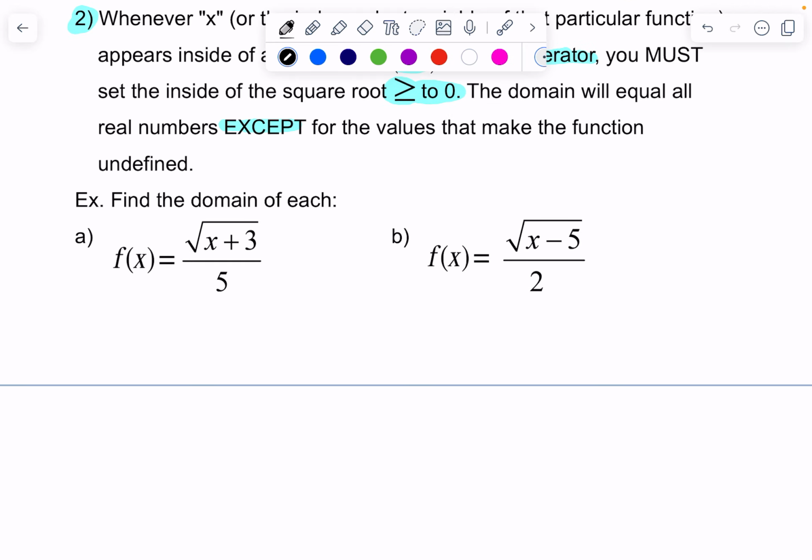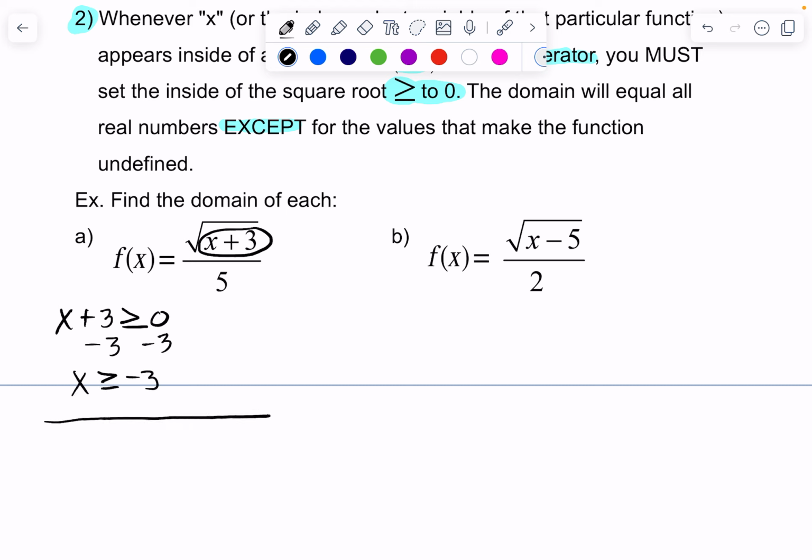So for example A, we have f of x equals square root of x plus 3. We're going to go ahead and set the inside part, or the radicand of the square root, to greater than or equal to 0, because you cannot have a negative inside of a square root. It's not a real number. So we're going to go ahead and solve. And x is greater than or equal to negative 3.